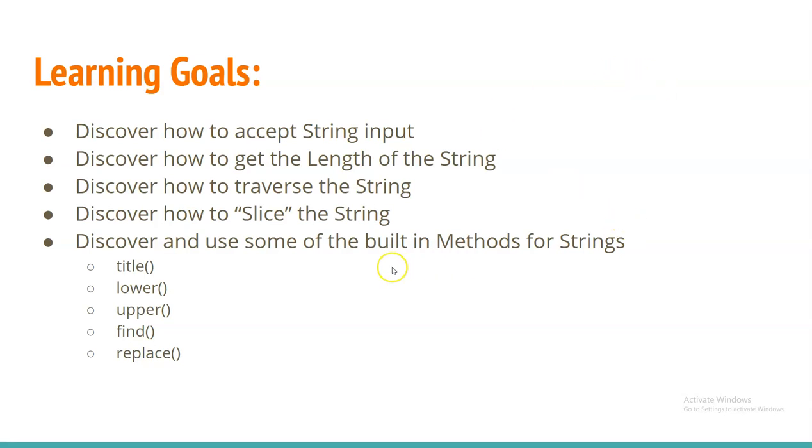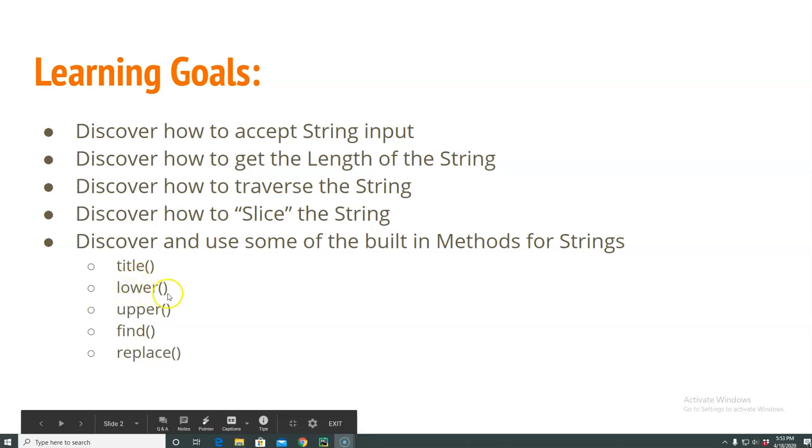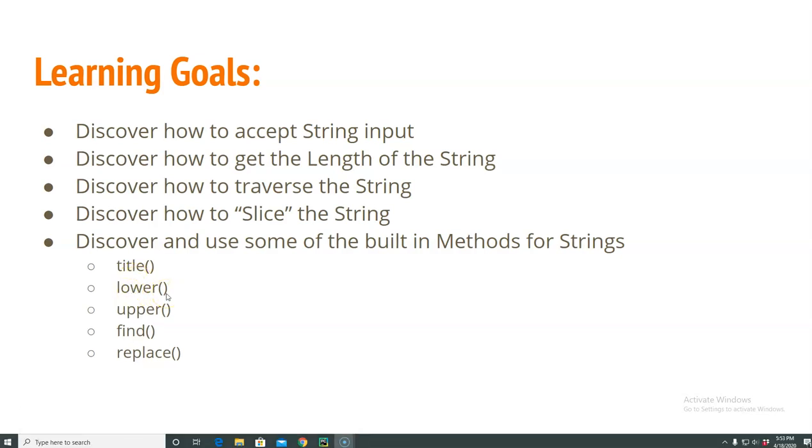And we're also going to discover and use some of the built-in methods for strings. So something like lower, upper, find, and replace. Now I should maybe explain what a method is. A method is a built-in function. So it's a function that is assigned to a certain variable or a certain type of data. And we'll look at that more as we get into PyCharm. But it's very similar to a function. It does a specific thing, just like a function.